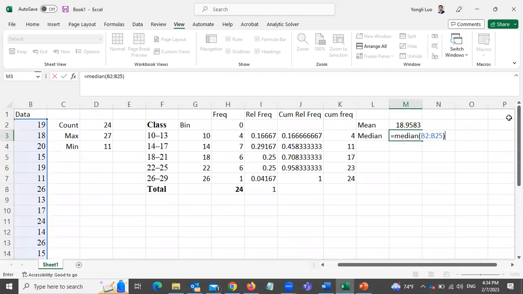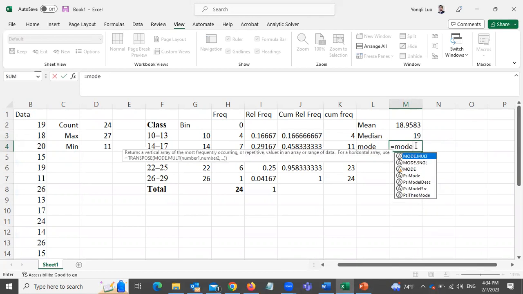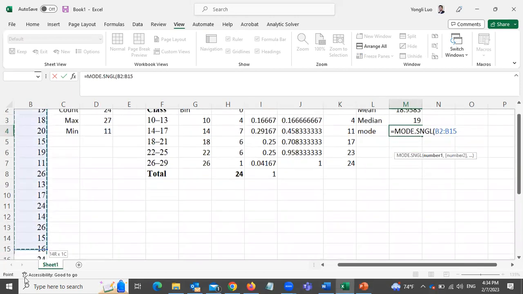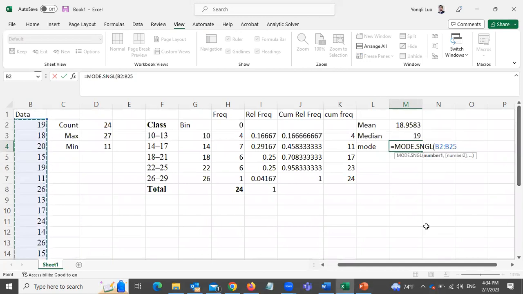Okay, and then you do mode. Mode, a single or mode multiple? You need to use mode single. Select all the data. Mode means the most popular one, right? The most popular one.